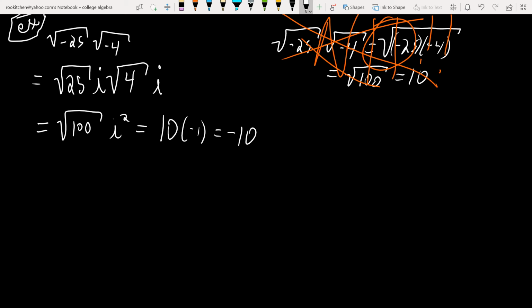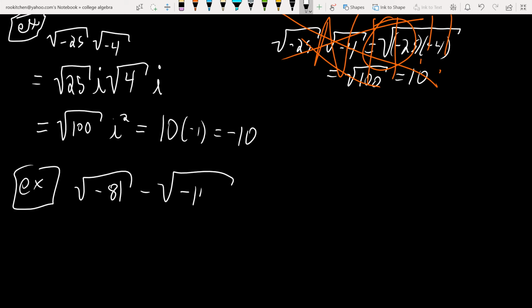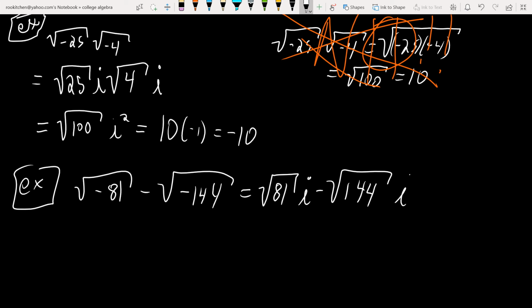Let's try a harder example with this in mind. We have the square root of negative 81 minus the square root of negative 144. What you do first is get that imaginary unit to the outside of the radical. Get rid of the negative inside and push the i outside. Then you can simplify the radicals if possible. Square root of 81 is 9. Square root of 144 is 12. Then we can combine like terms, the imaginary parts. So 9 minus 12 is negative 3, so negative 3i.